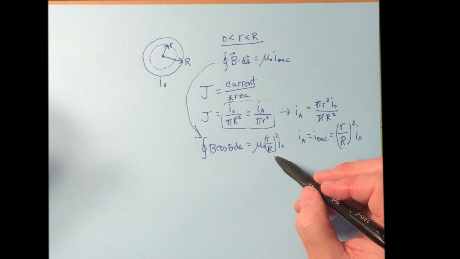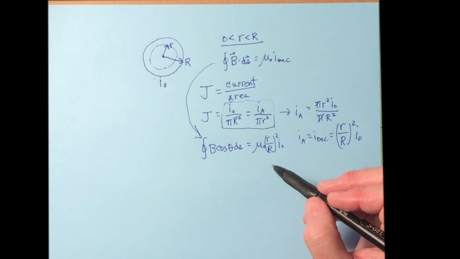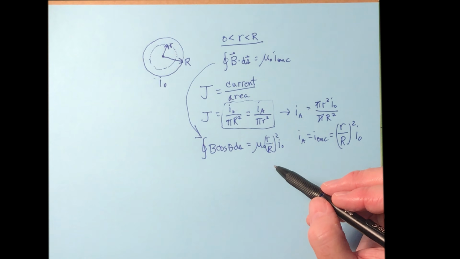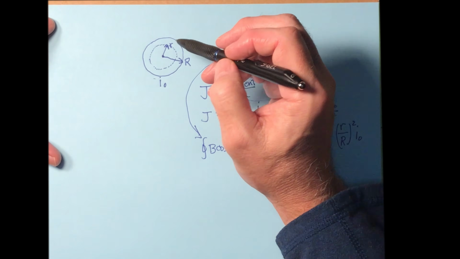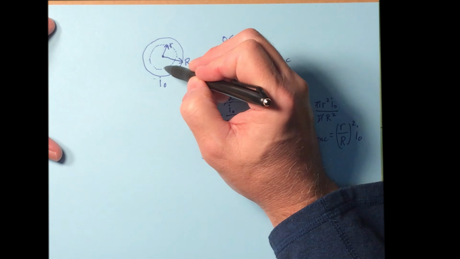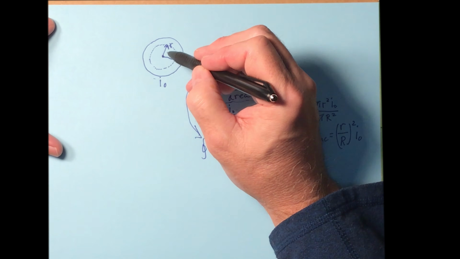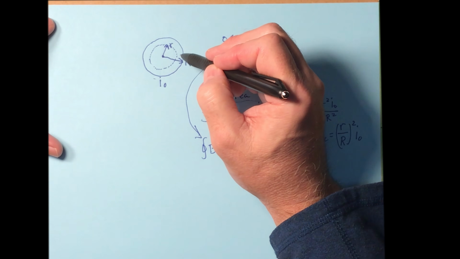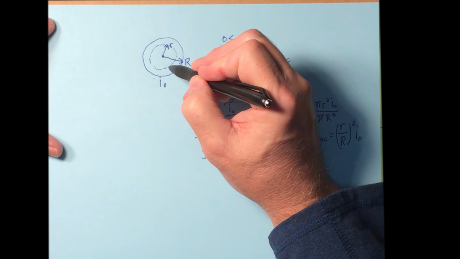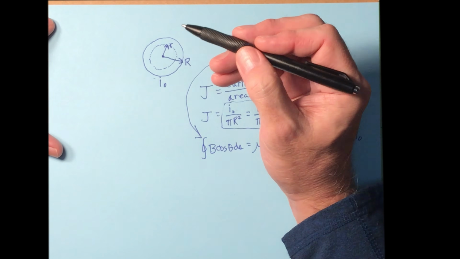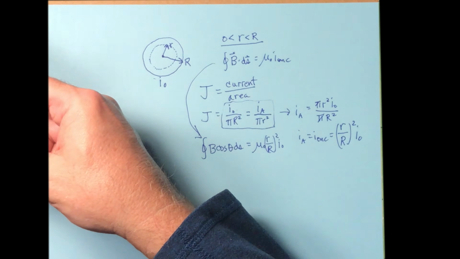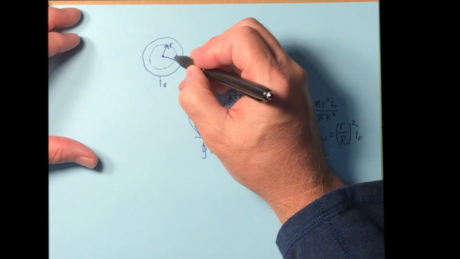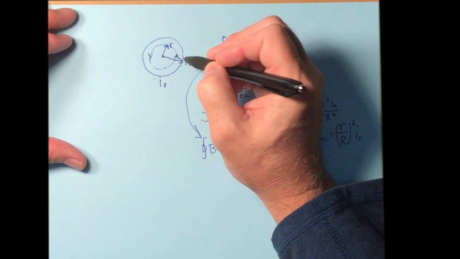Okay, we're finished with the right-hand side at this point. Let's work on the left-hand side. When we get to the left-hand side, we have to do the same sort of thing that we did previously. It is only the current that is enclosed that matters, not the current that is outside of our Amperian loop. We have the current coming out of the page, so let's pick the direction in which we traverse this loop as being in that direction and that direction.